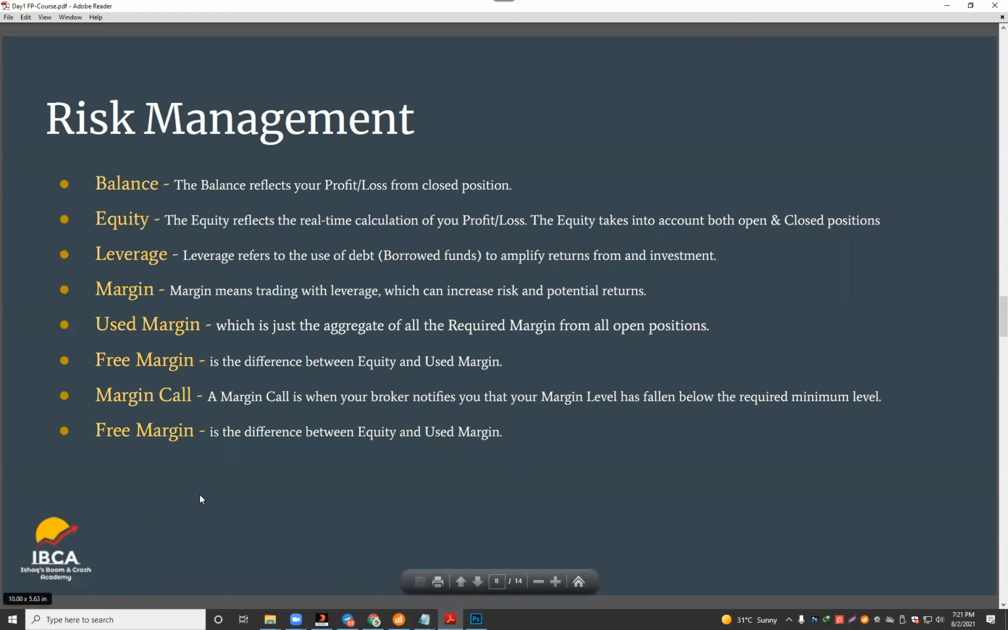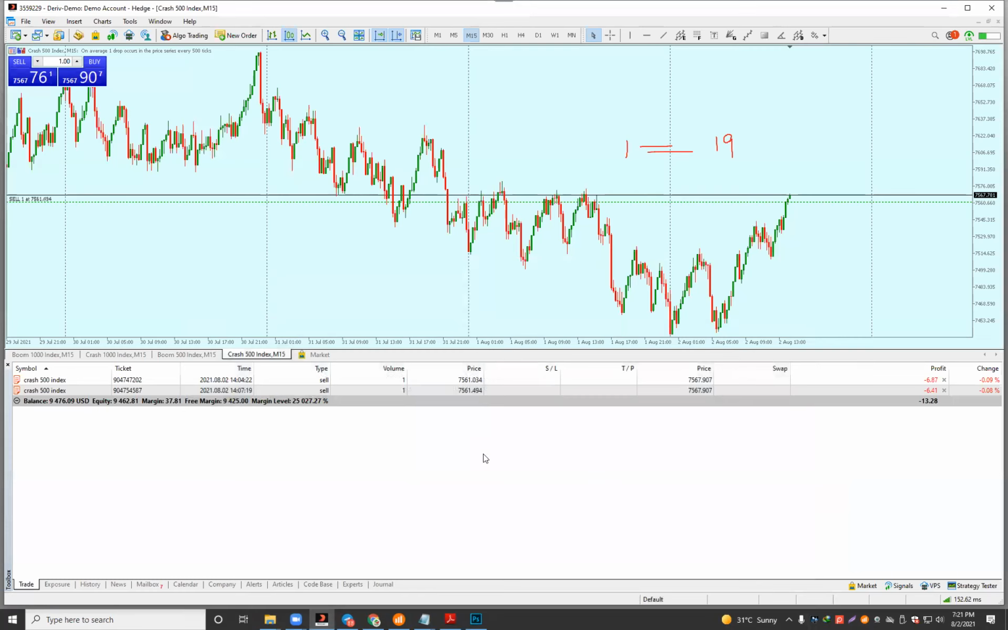Sir, is one lot size in boom and crash $250,000? Or is it the example I gave you from the Forex market? When we purchase one lot, how many dollars are reserved? 19, right? See here. How many lots are purchased? 2. And how much margin is reserved? $37. So $37 is required to open the 2 lots.